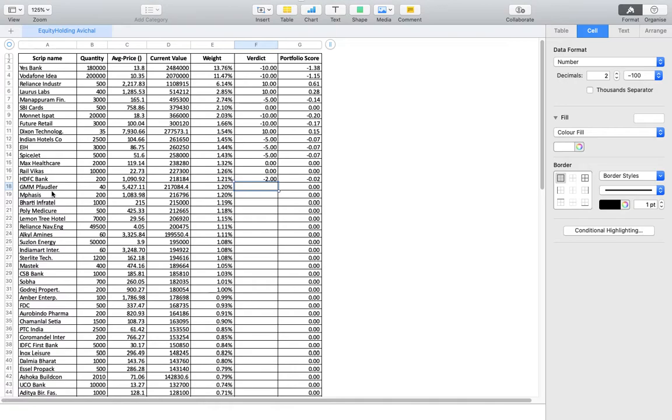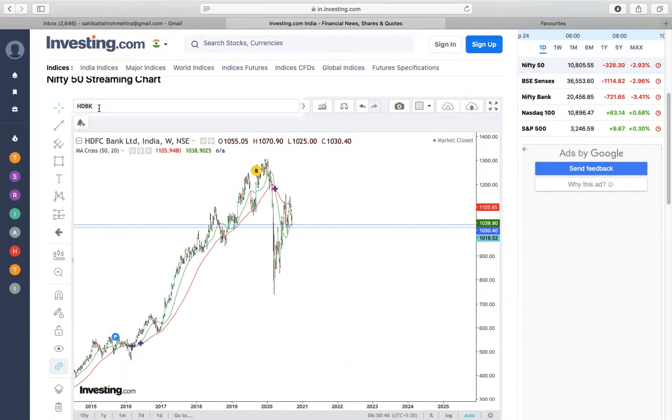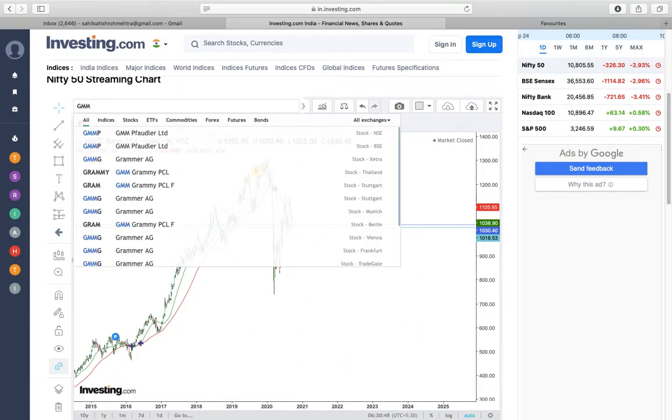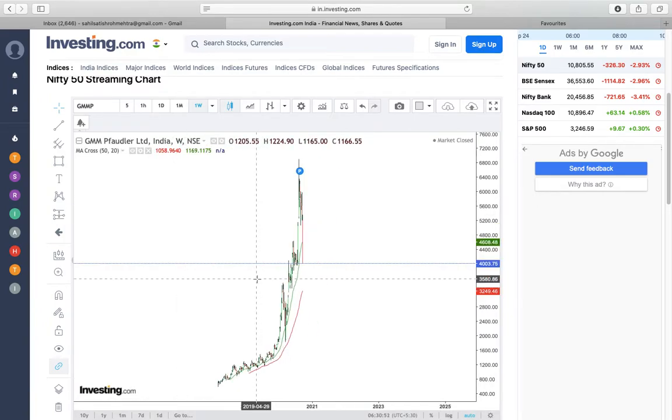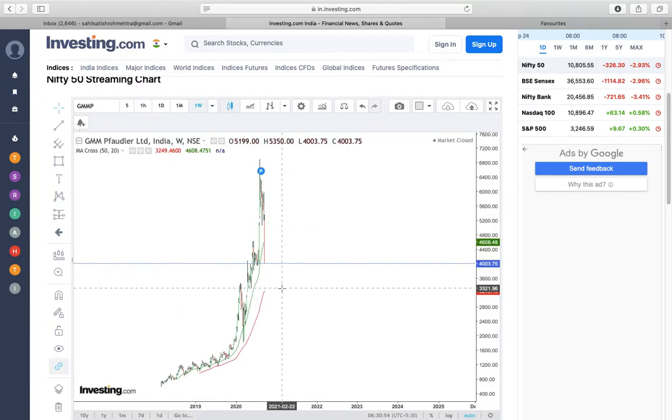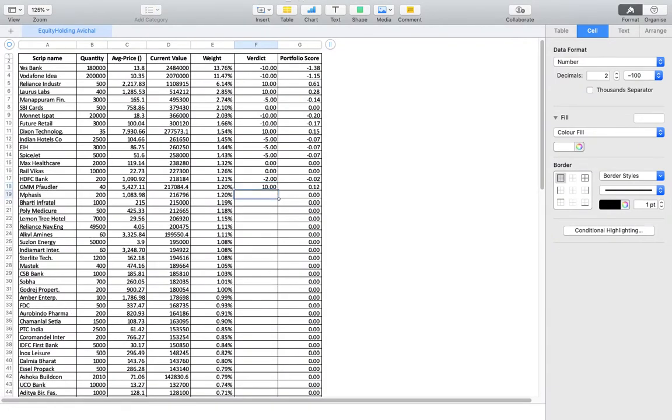GMM Pfaudler has been in the news because of an offer for sale by one of its investors. It's definitely a strong one. It's not a bad company for sure. It's been in trouble of late, and it is something that we definitely want to have in our portfolio. So I'll be giving this a 10.